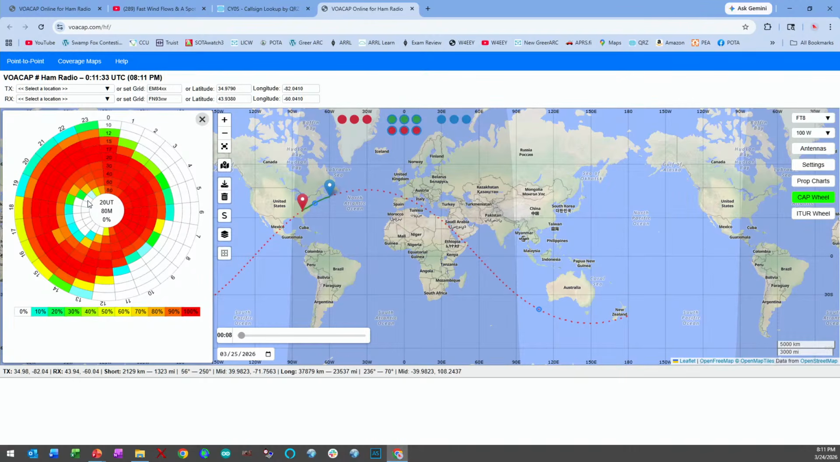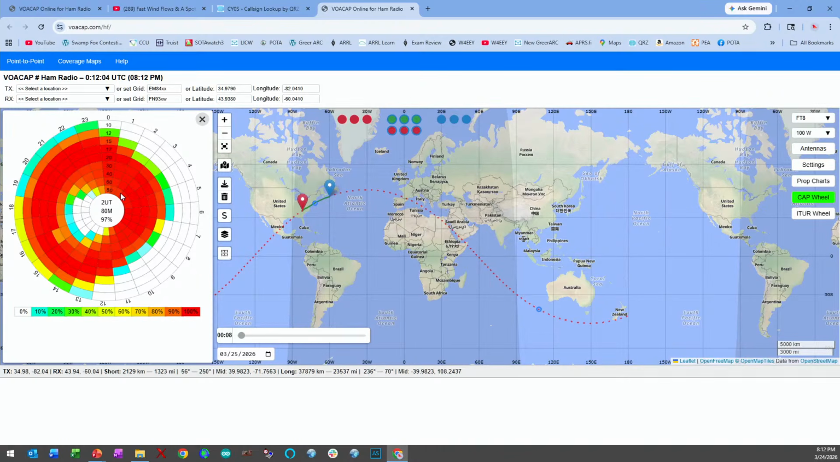So here's another question that can be answered from this information. What if I wanted to work them on all bands? I really wanted them on 60 meters and 80 meters. Well, let's kind of go around to a different time of the day. Now here we've got some red going on. Let me get to a time that's reasonable, like 0300. That's about 11 o'clock at night. That's a reasonable time. I could stay up that late.